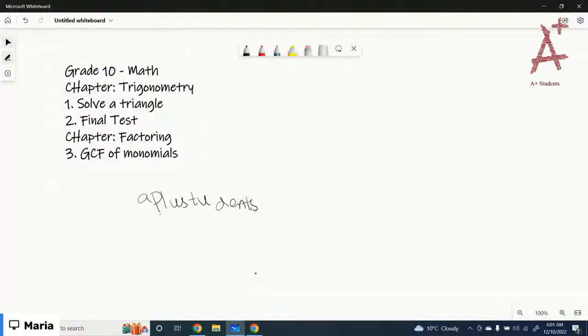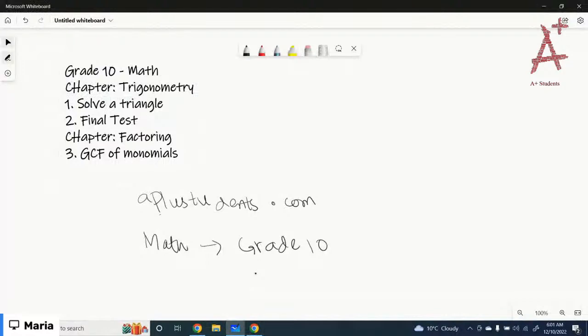You have to log in there using your email address and password as provided by the administrator. Then you have to select math from the subject tab. Scroll down to grade 10. There you can find the list of the chapters.